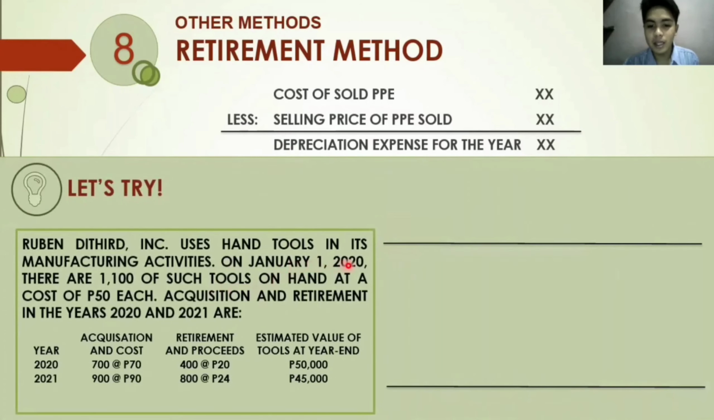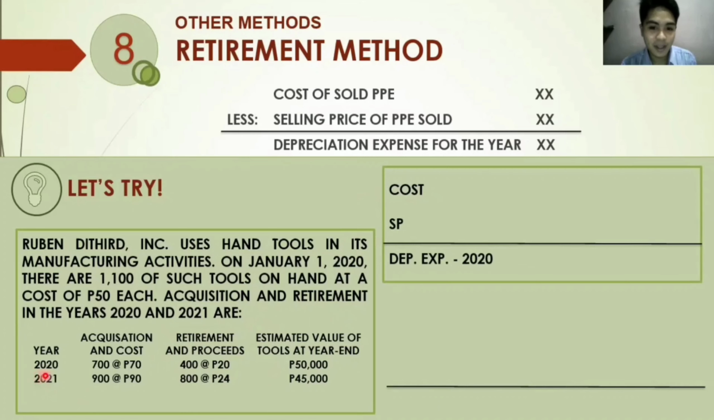So, let's try para mas maintindihan natin. Nung January 1, 2020, meron tayong beginning na tools na 1,100. Sa halagang 50 pesos each. Tapos, nung year 2020 and 2021, meron tayong in-acquire at ni-retire na tools. Okay, year 2020 daw, meron tayong ni-retire or may binenta tayong 400 tools sa halagang 20 pesos. So, ang i-record natin itong 400. So, magkano ba yung 400 tools na to nung binili natin? Diba, nung January 1, 2020, meron tayong beginning ng 1,100. So, meaning to say, itong 400, galing dito sa 1,100.